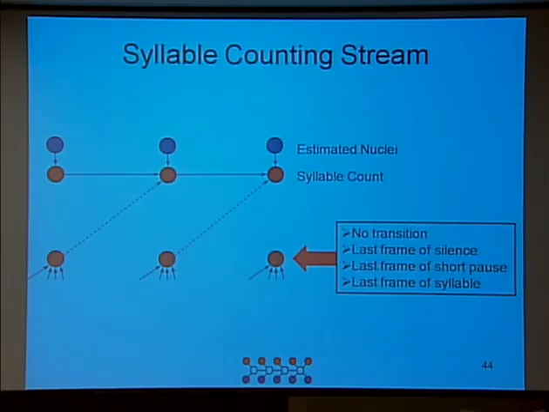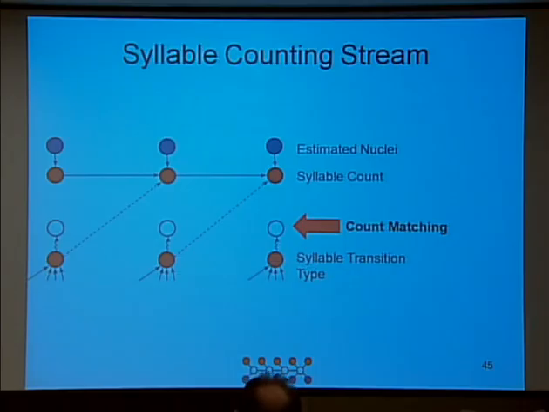More specifically, it takes on 4 different values. Most of the time, it's this value, meaning there's no transition. It can also indicate whether it's the last frame of a silence, the last frame of a short pause, or the last frame of an actual speech syllable. And again, this is a 0-1 variable. One of the functions it performs is to reset the count, so that this count is reset to 0 when we reach the last frame of a syllable in the previous frame.